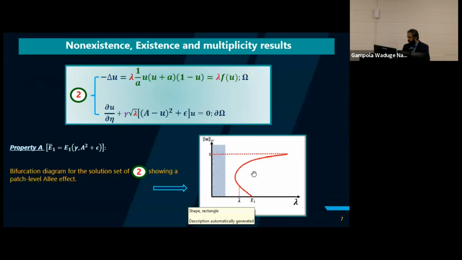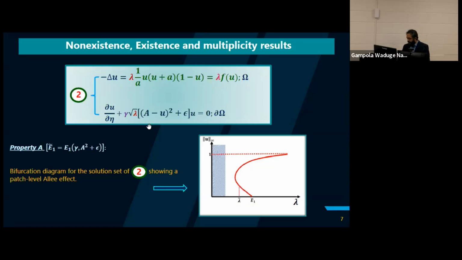Property A means there exist two positive solutions to the left of E1 tilde for a certain range of lambda, no positive solution for lambda small, and there is at least one positive solution for lambda bigger than E1 tilde, such that the sup norm of that solution goes to 1 as lambda goes to infinity. So that's what I mean by my property A.